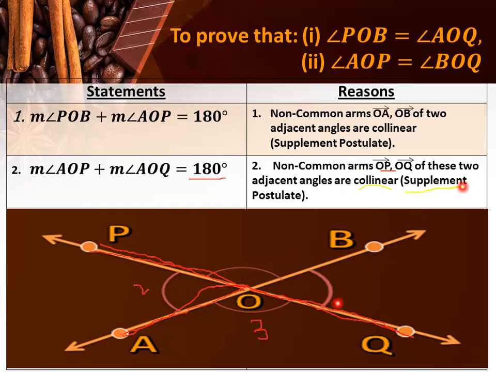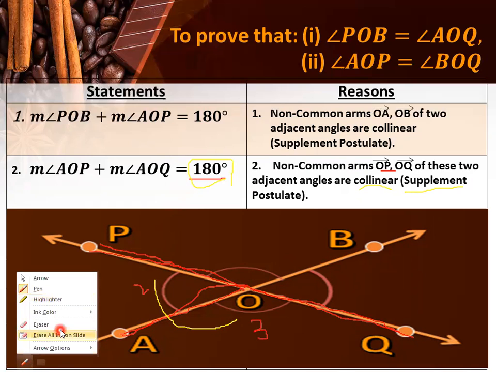So this is your supplement postulate. It means the measurement of angle 2 and the measurement of angle 3, when you add these two angles, your sum should be equal to 180 degrees. This is the supplement postulate. Understand? Now move on to the next one.